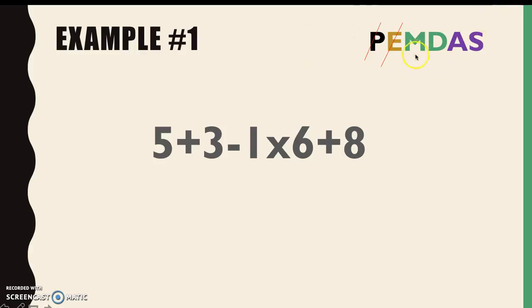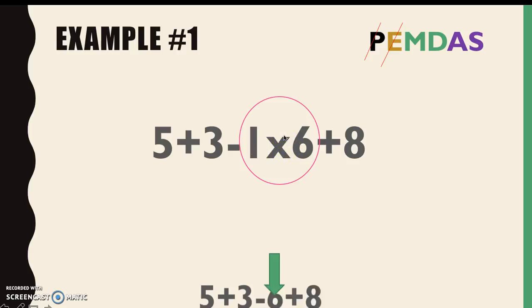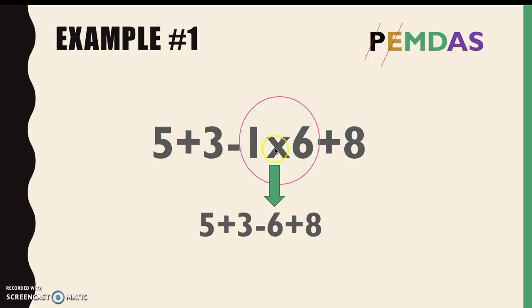Now I say, is there multiplication or division? Because these go together. So if there's either one, they go together, they're partners. We have a multiplication problem, and that is right here. 1 times 6. So as you can see, I segregated the numbers that are on either side of this multiplication sign. So we will solve that. 1 times 6 is 6, and we'll replace it inside the equation, and you just bring everything else down. The 5 comes down, the signs come down, everything else comes down.